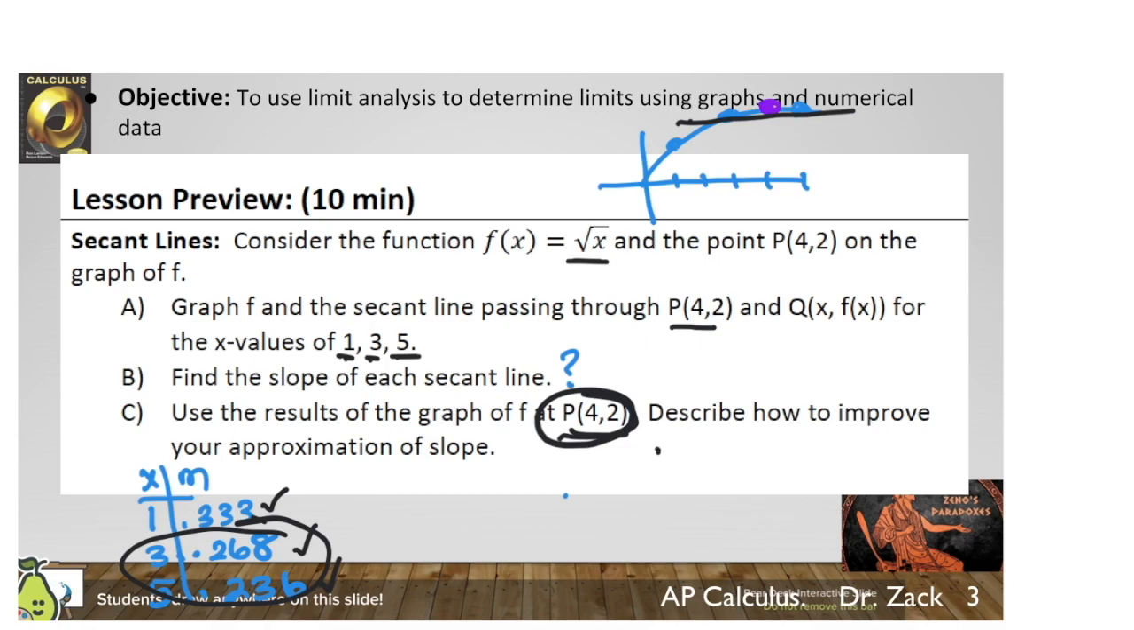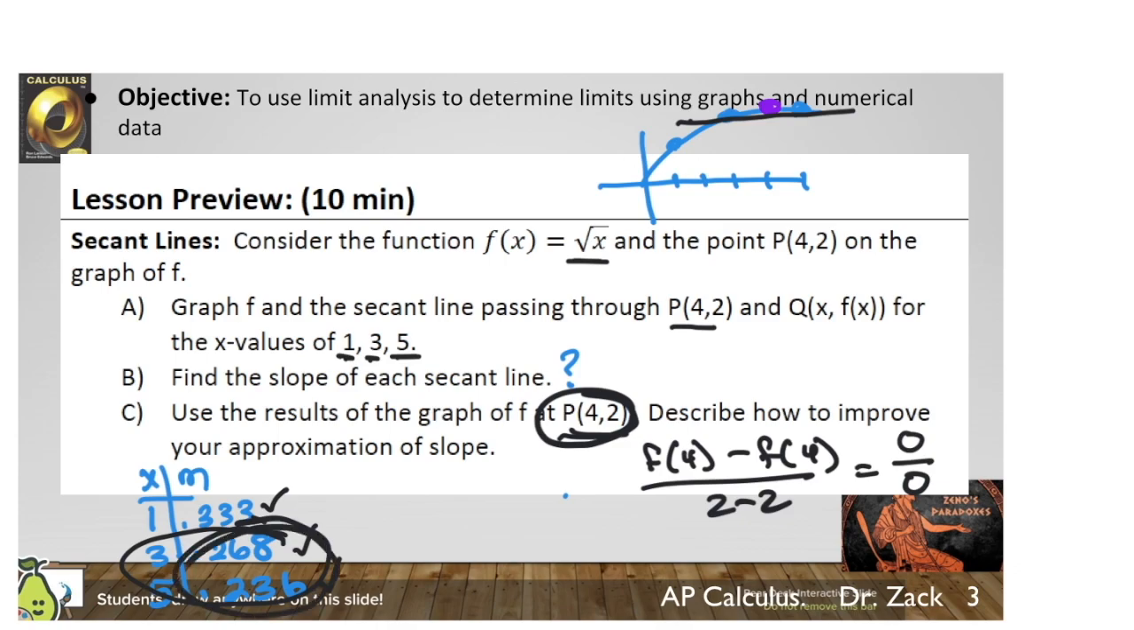And you can see that if we tried to take f at 4 minus f at 4, over 4 minus 4, we get something ridiculous like 0 over 0, even though we know the answer for that slope needs to be somewhere between 0.268 and 0.236. So we're going to have to come up with some way to estimate the slope of the tangent line, and hopefully limits will be part of that conversation.